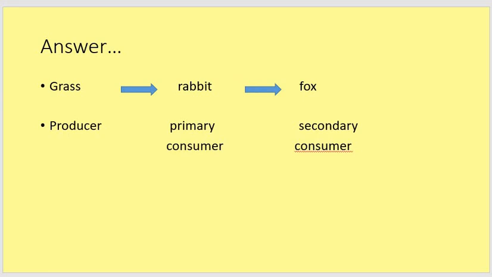And here is the answer. Remember, grass goes first, then rabbit, then fox. I've labelled the producer and the consumers. We've got primary and secondary consumers. Check the direction your arrow goes. Remember, the arrows show energy transfer.